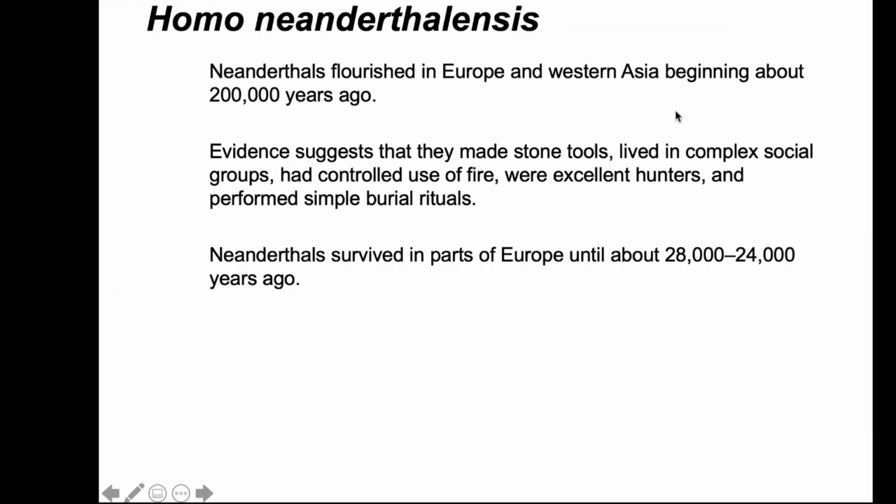So Neanderthals flourished in Europe and Western Asia about 200,000 years ago. They had tools, they lived in complex social groups, they knew how to use fire, they were hunters, and they even performed burial rituals, which means they buried their dead and probably put a stone there.